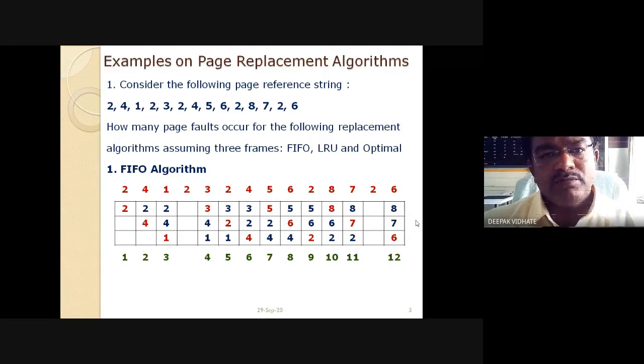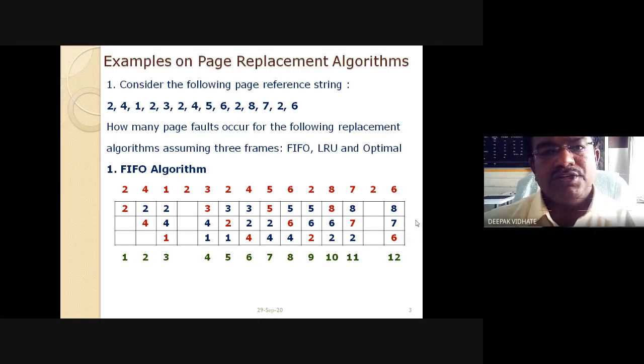There are numericals based on the page replacement algorithm, CPU scheduling algorithm, as well as the disk scheduling algorithms and the banker's algorithm. Mostly, more than 30 to 40 marks they are carrying. There is a weightage for these numerical problems, right? So let us see the first example on the page replacement algorithm.